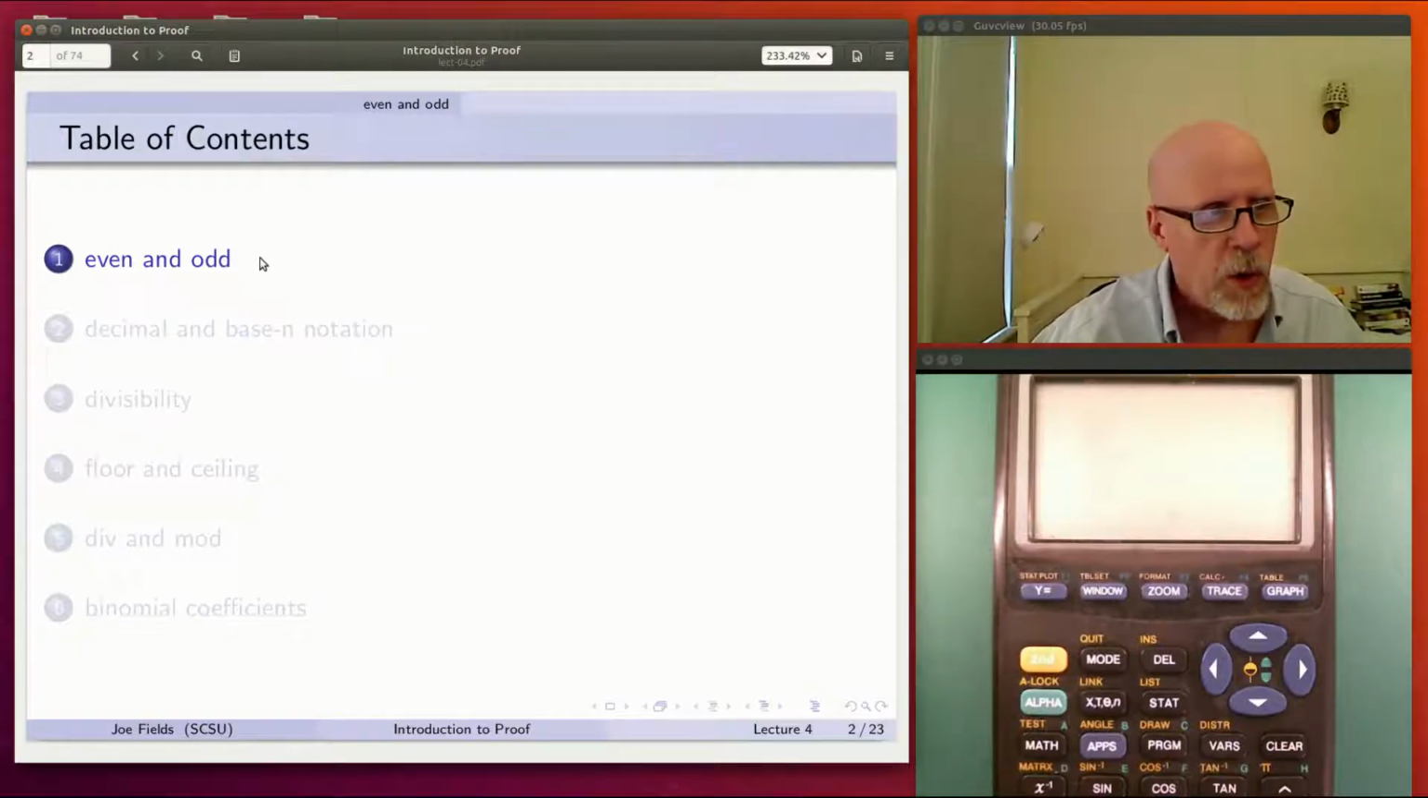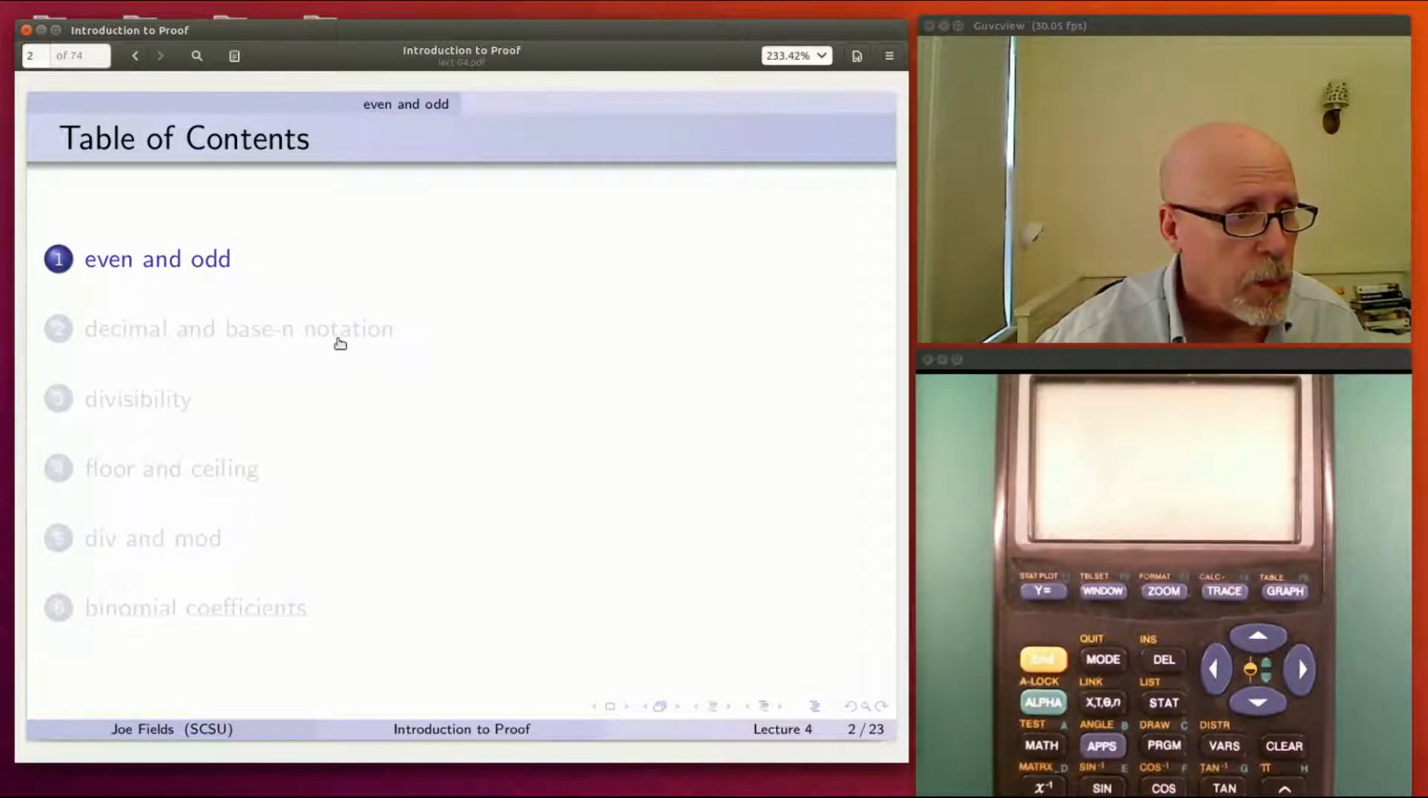Although this stuff is all going to be more or less just introduced and not dealt with in a great deal of detail, the idea is that we'll get a smattering of different definitions from elementary number theory that we can use in our early attempts at doing proofs. So we've already talked about even and odd a bit, but there's also going to be decimal and base n notation, the divisibility symbols. That's a pretty nice area for doing some proofs.